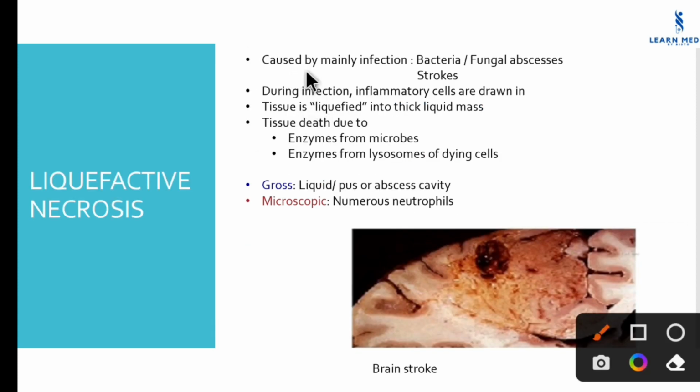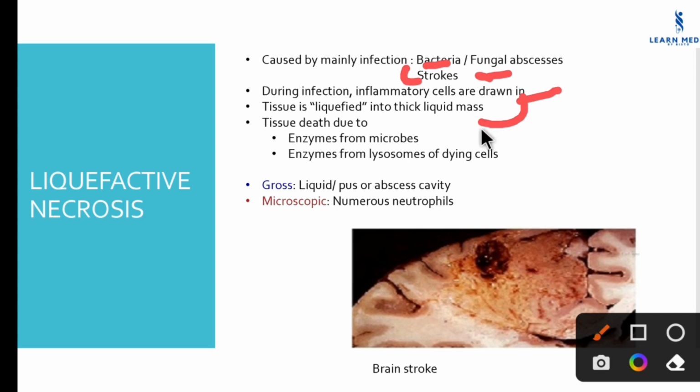The second type is liquefactive necrosis. The main cause of liquefactive necrosis is bacterial or fungal infection of the tissue. Also, in some strokes, like brain strokes, the brain undergoes liquefactive necrosis, which I mentioned a slide before. During this infection, inflammatory cells are drawn into the tissue, and the tissue becomes liquefied.